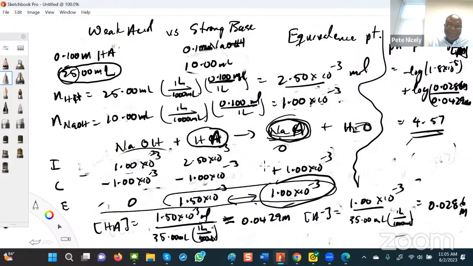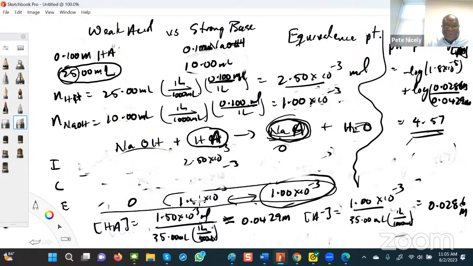So let's say we're talking about the equivalence point. So what I'm going to do, to not go through all of this again, let me erase this here, I'm going to assume that the amount of base and the amount of acid is the same, right? In terms of the moles, because that's what happens at the equivalence point, right?